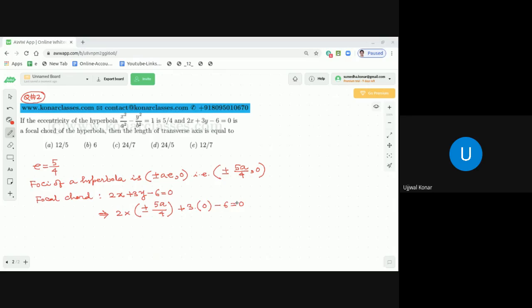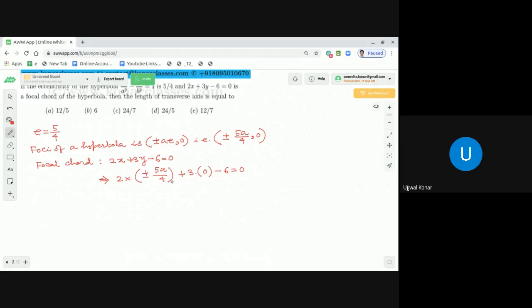I hope it is absolutely clear. Now from here we get plus minus 5a by 2 is equal to 6, and eventually we get the value of a is equal to plus minus 12 by 5. Now the length of the transverse axis is 2a, and we take the positive value because it is a length. So we take a is equal to 12 by 5.